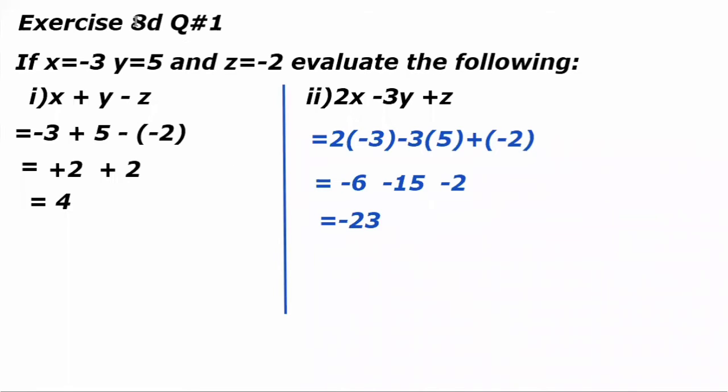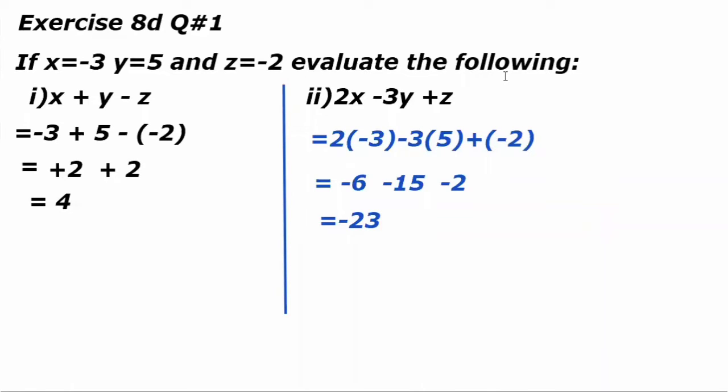Students, now we will do exercise 8D, question number 1. If x equals minus 3, y equals 5 and z equals minus 2, evaluate the following. Okay, students, what is evaluation? The process of substituting numbers for variables in an algebraic expression to obtain the answer is called evaluation.